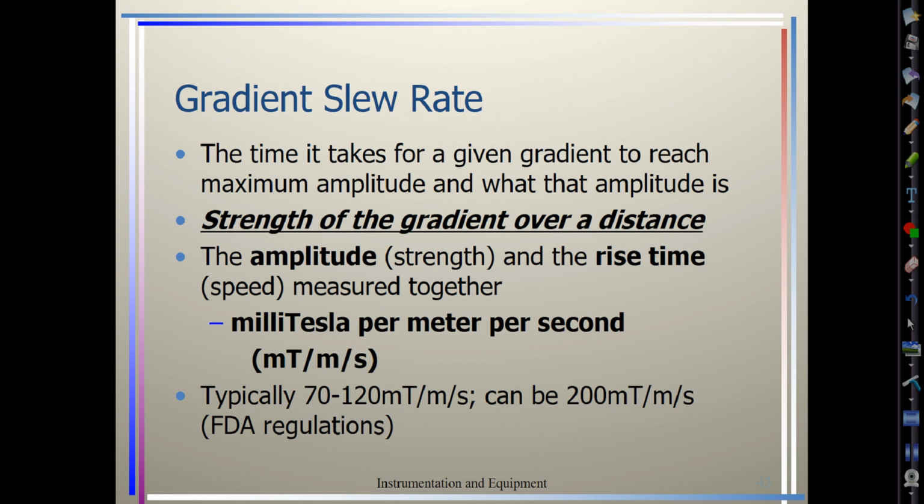So typically for most machines, you're in this range of 70 to 120 milliteslas per meter per second, but it can go all the way up to 200. And 200 is usually our maximum slew rate, and that's regulated by the FDA. So how strong it is at peak and how quickly it gets there. That's really what our slew rate is.